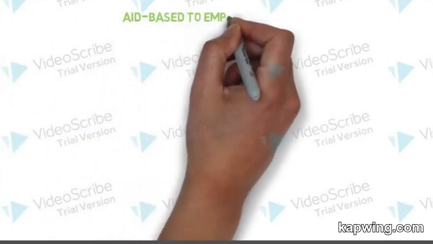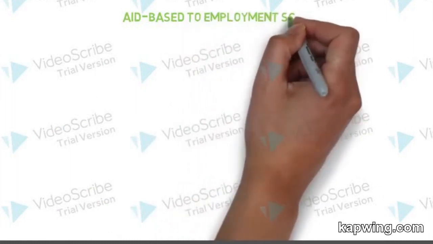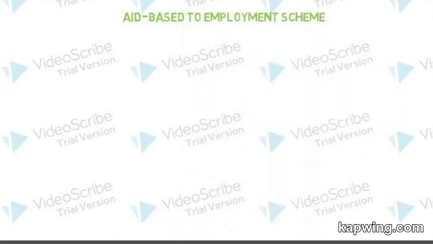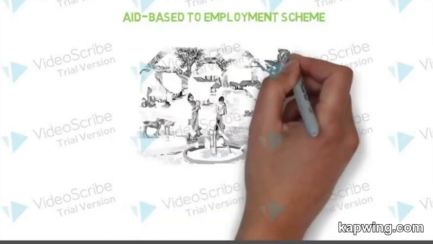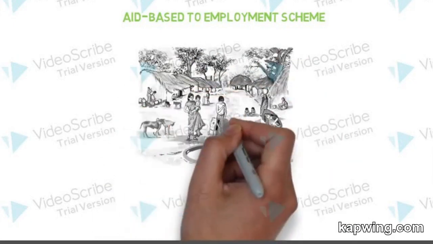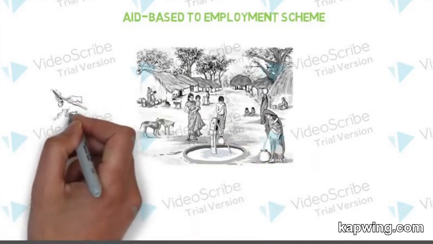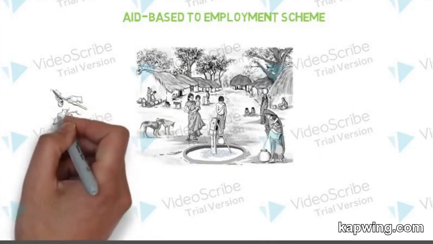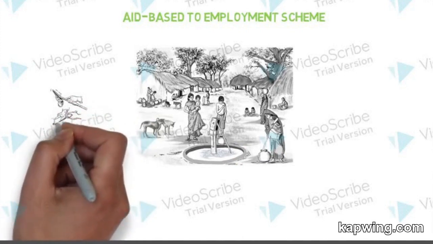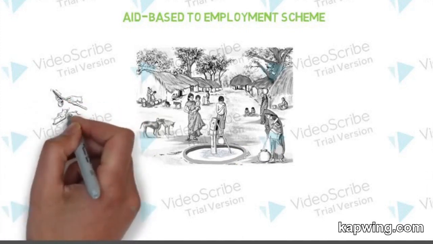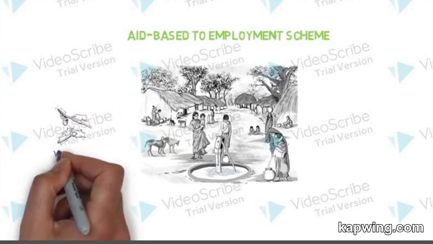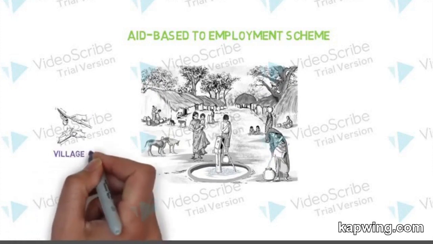Coming to the third point, the government should shift from aid-based to employment schemes. The government should focus on promoting employment within the local economies at both urban and rural levels by introducing favorable policies. Making the beneficiary dependent on aid should be avoided as poor human capital impacts long-term economic growth and in turn causes further unemployment problems.